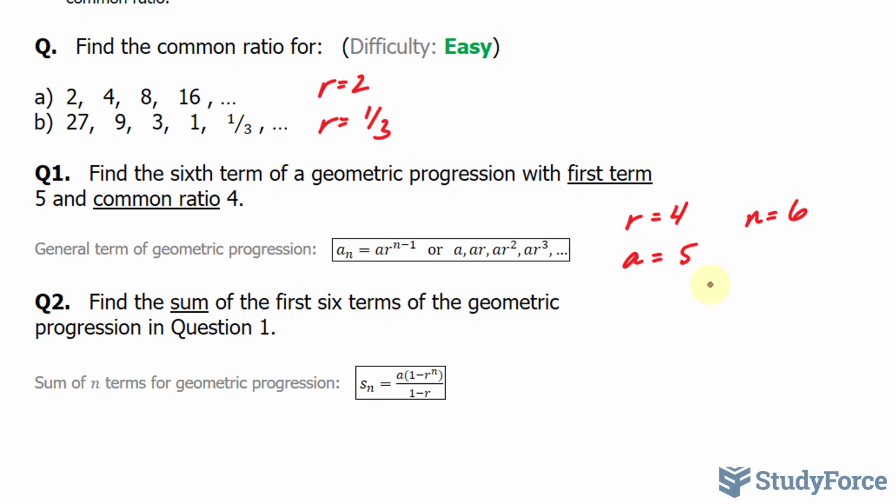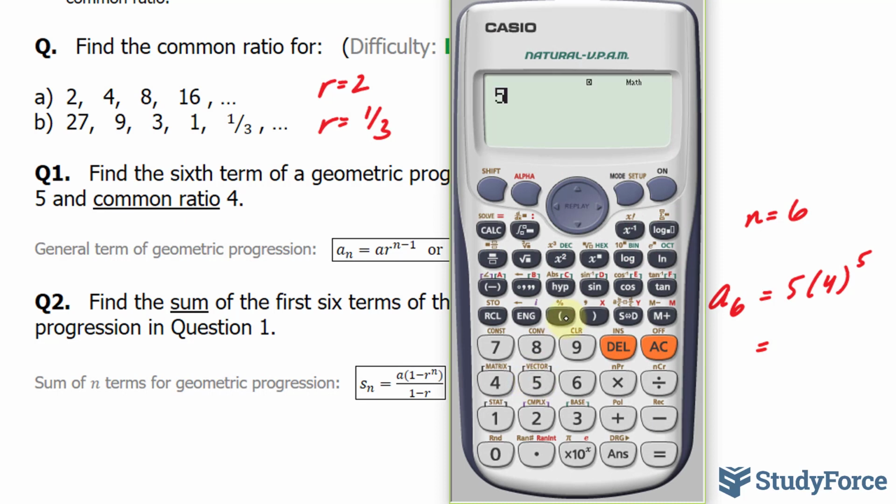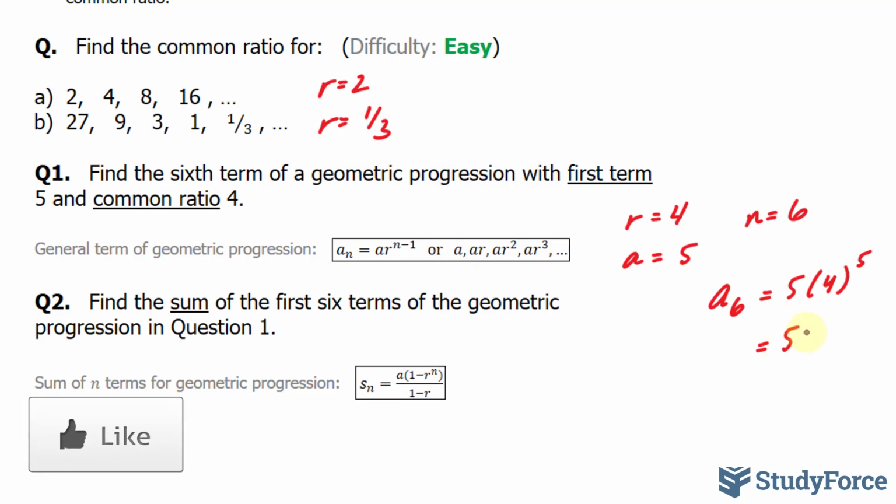I'll use this formula where I have a subscript n, so a subscript 6 is equal to 5 times 4 to the power of 5. I substituted 6 into this little n. 6 minus 1 is 5. Using our calculator, we have 5 times 4 to the power of 5, and this gives us 5,120.